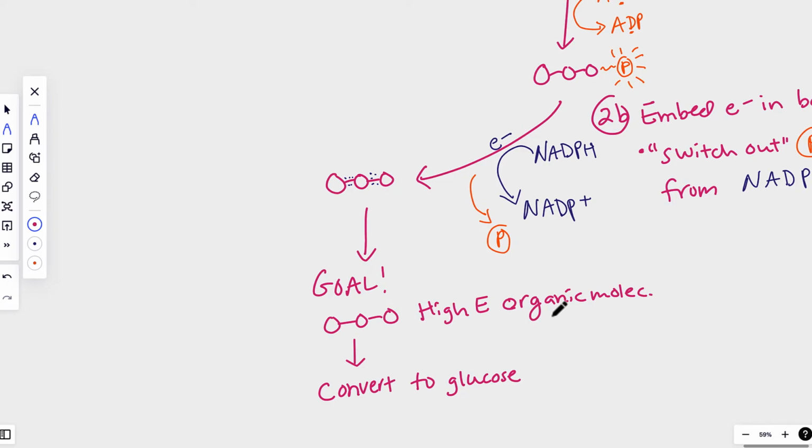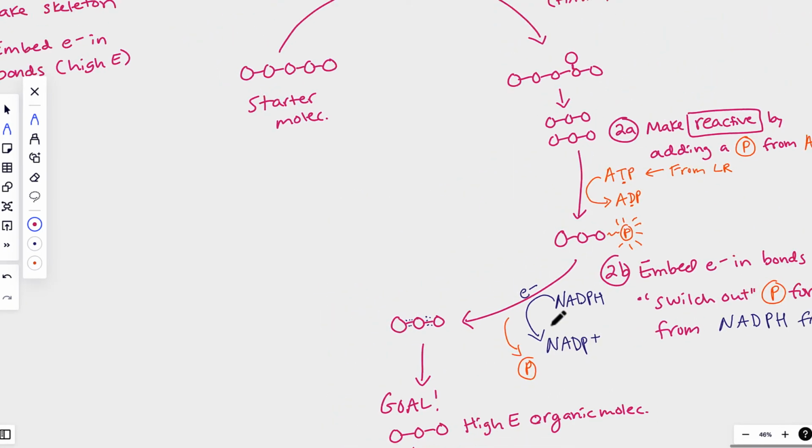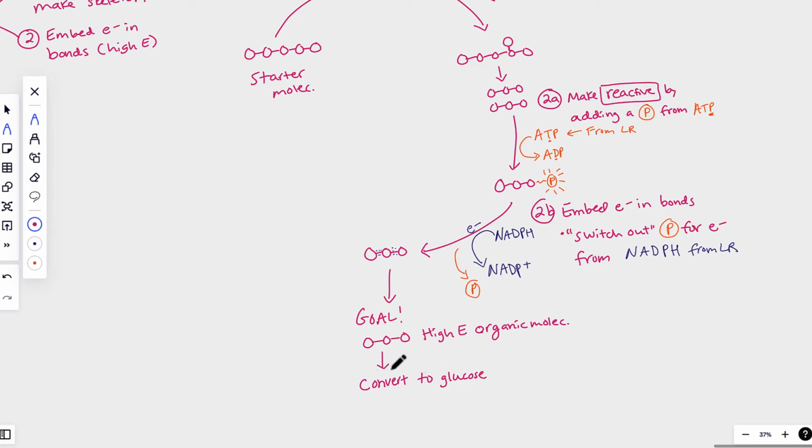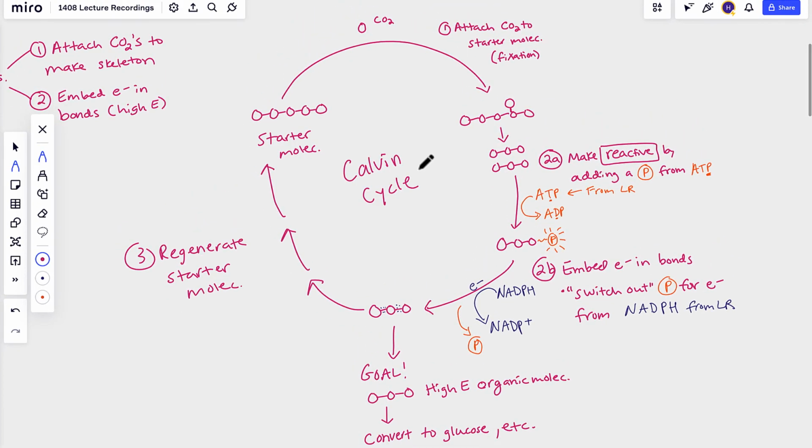Now the thing is, we said that this is a cycle, so we have to get back to the beginning. So when this is going on, there's actually a lot of molecules doing this process at the same time. So only some of them leave the cycle to go be converted to glucose and then be used by the cell. The rest of them will get converted back into this starter molecule. So that's this 3rd step here. So you're regenerating the starter molecule. And then you can start it again. And this is the very basic version of the Calvin cycle part of photosynthesis.